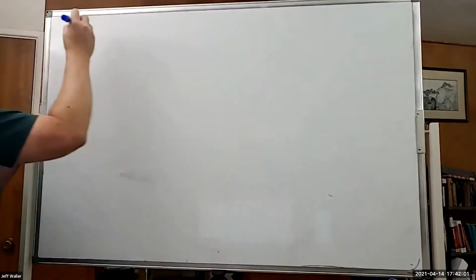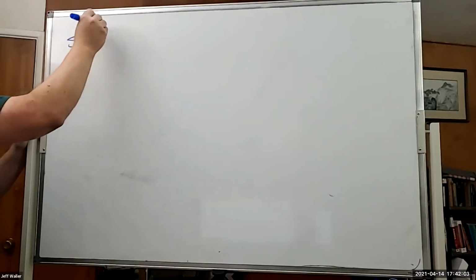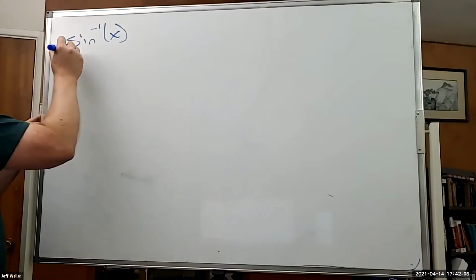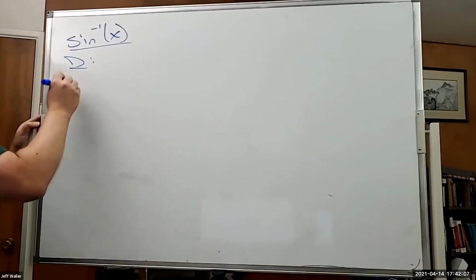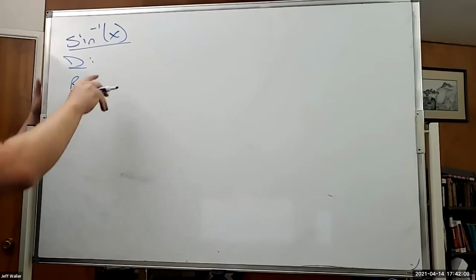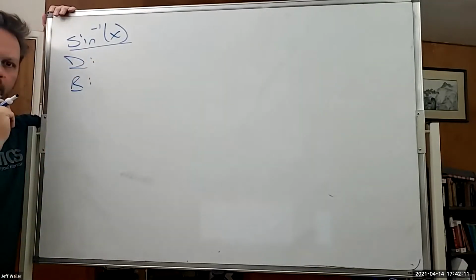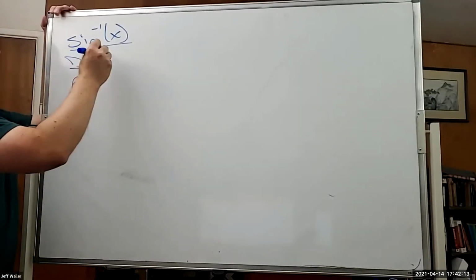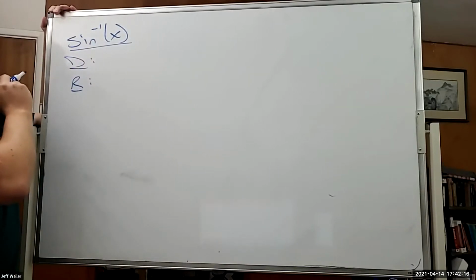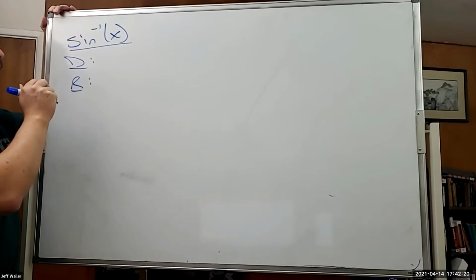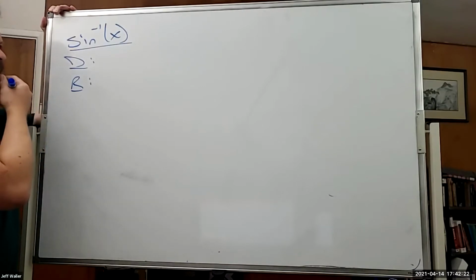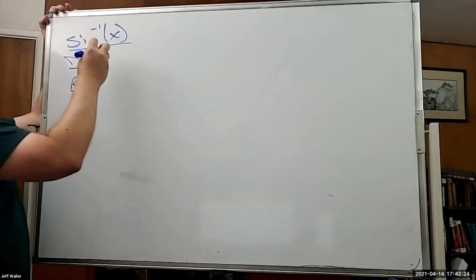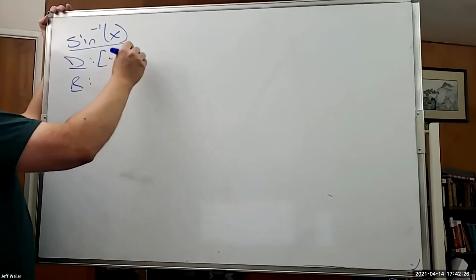So what do we know? We know inverse sine. Can somebody tell me the domain and the range? Somebody remember what this was, the domain and range of inverse sine. -1 to 1. Yeah, so the domain is going to be -1 to 1.